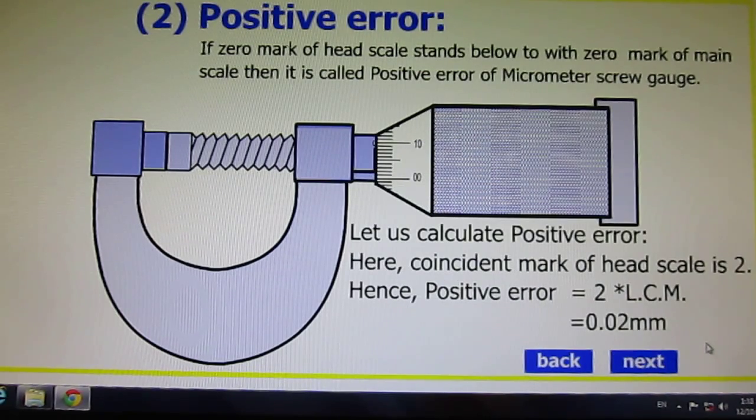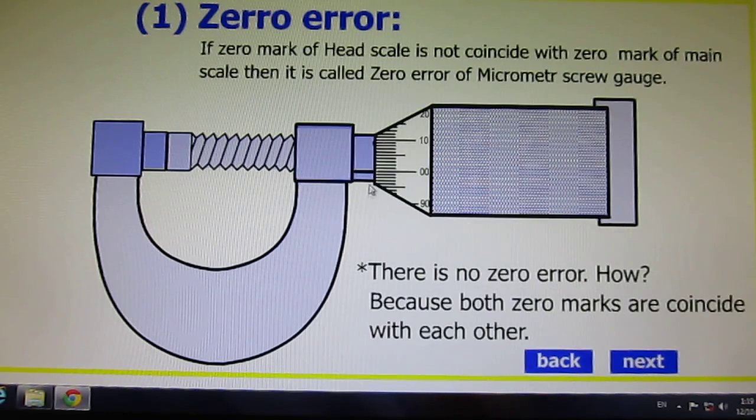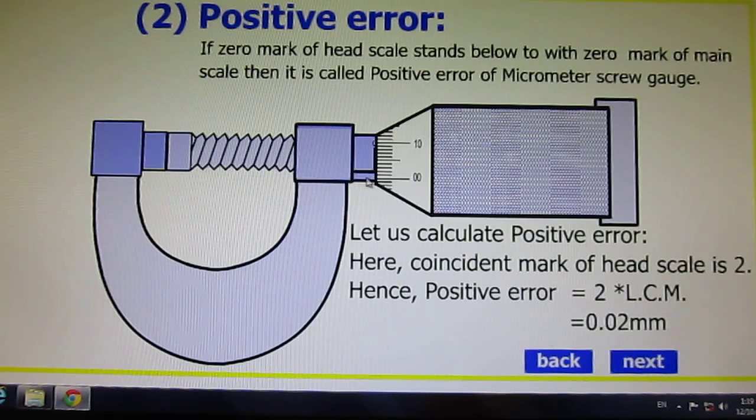Now positive error. Here zero is not aligned. Let us compare with the previous one. Yes, it is completely aligned there. And in positive error, the zero is below the baseline. Now, how much positive error is there, that we have to calculate. How many divisions there are is very important. There are two divisions. So 2 multiplied by the least count is our positive error, that is 0.02 millimeter.